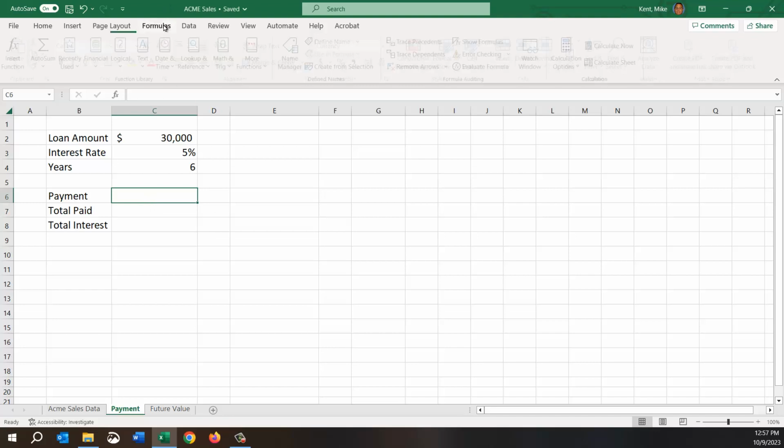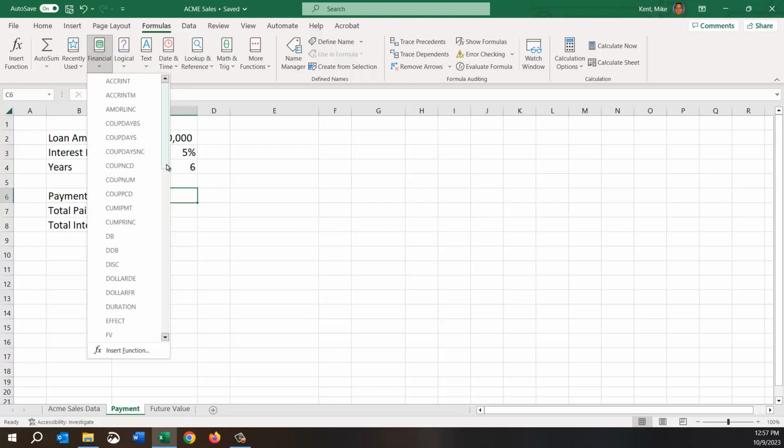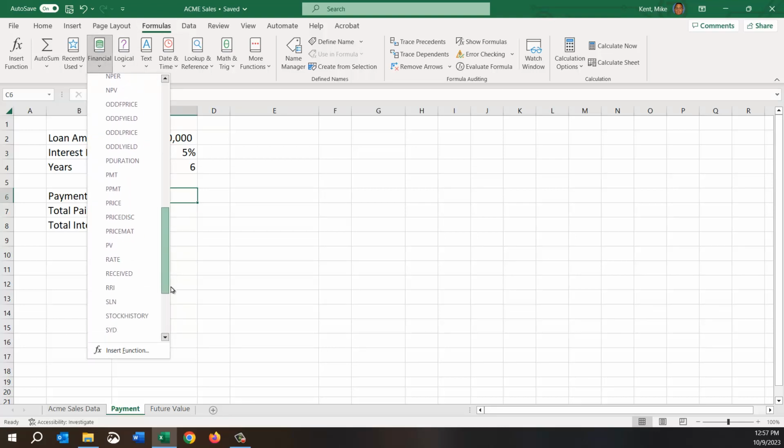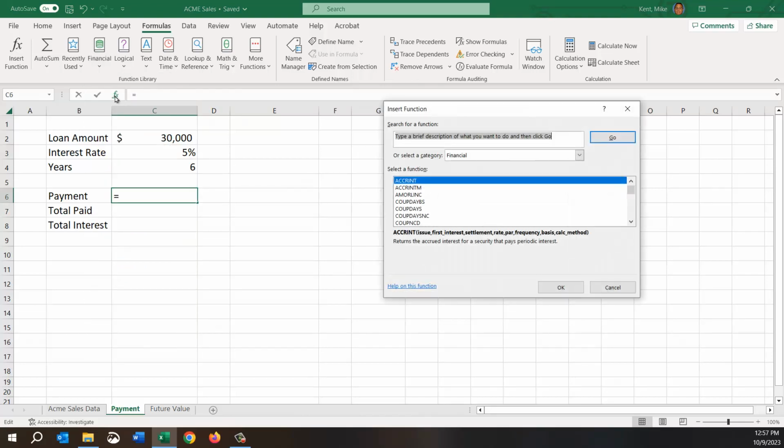So I could either go to formulas right here and look for financial functions and scroll through here until I find PMT, or I can hit the FX right here and say I want to look for payment, and say go, and it wasn't being very helpful. Let's look in financial, and I'm going to look for PMT. So there it is right there, PMT.